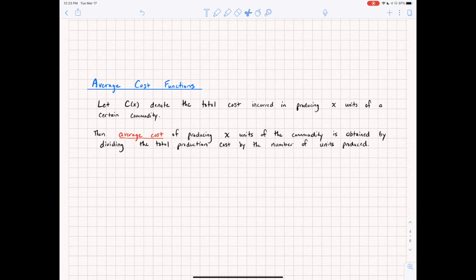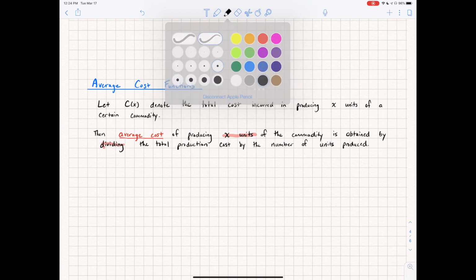Okay, so the next topic we're going to look at is average cost functions. So let C of X denote the total cost incurred in producing X units of a certain commodity. This is the same thing that we were using for cost functions earlier. So then if I want to talk about the average cost of producing X units of the commodity, this is obtained by dividing the total production cost by the number of units produced.